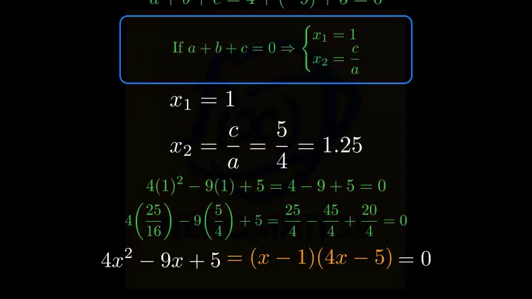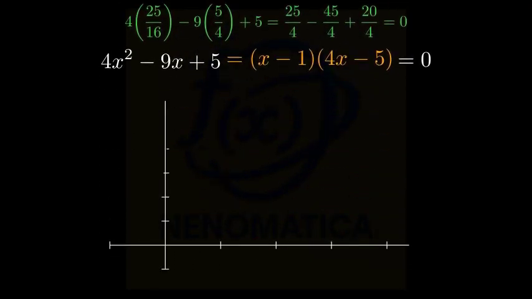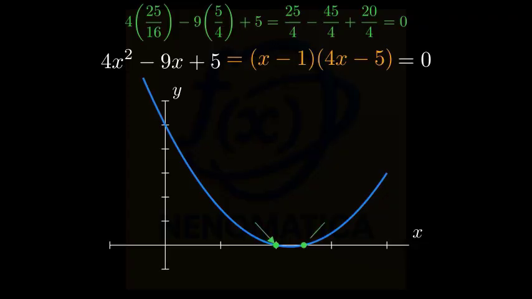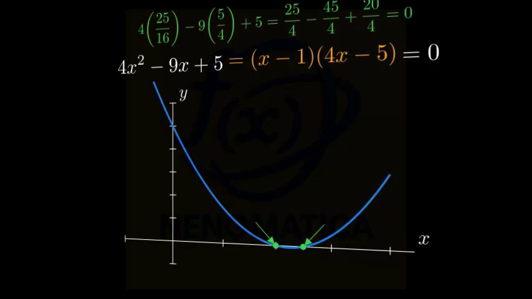Step 6. Let's visualize the quadratic and its intercepts on the x-axis. We draw the axes and the curve for y equals 4x squared minus 9x plus 5. Then we mark the intercepts at x equals 1 and x equals 1.25. Summary. Because a plus b plus c equals 0, the roots are 1 and c over a.